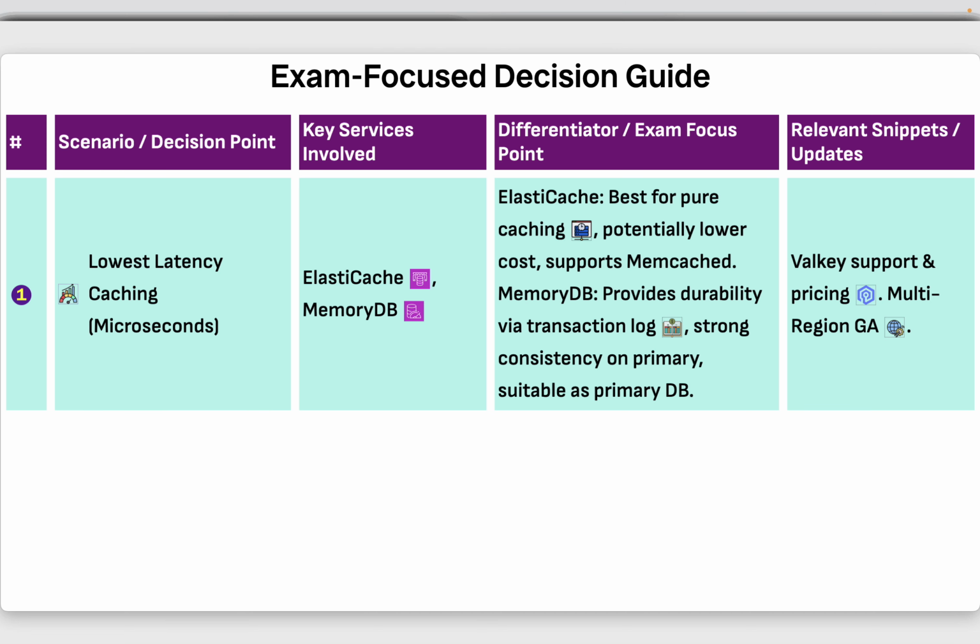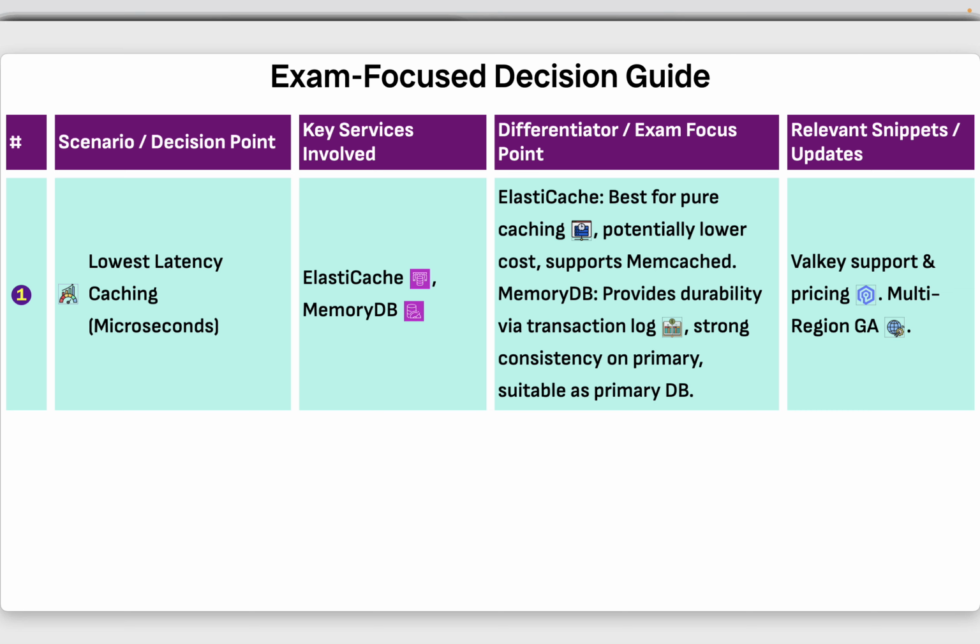Now lastly, we have the exam focused decision guide. These are some statements or keywords you will see in the exam, and you have to choose which one is the best. Scenario: if they ask for lowest latency caching, within microseconds, you have two options: ElastiCache first and MemoryDB second. Go for ElastiCache if you want the best option for pure caching, potentially lower cost, and support for memcached.